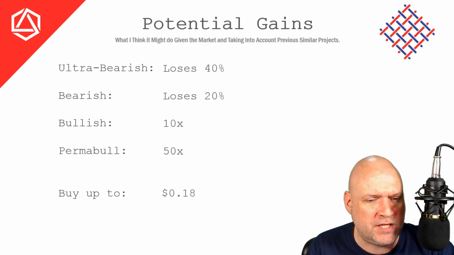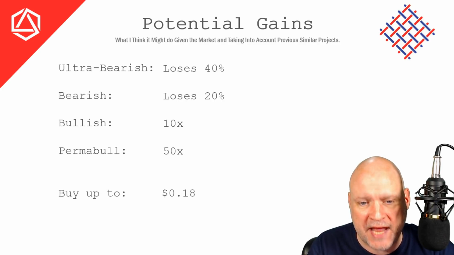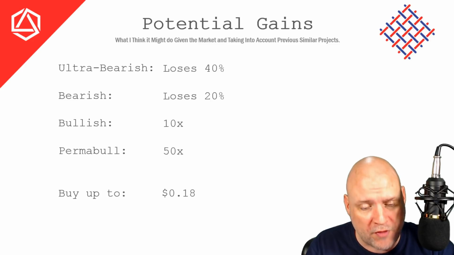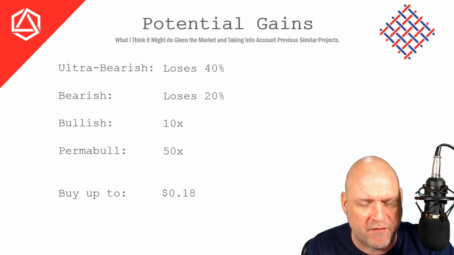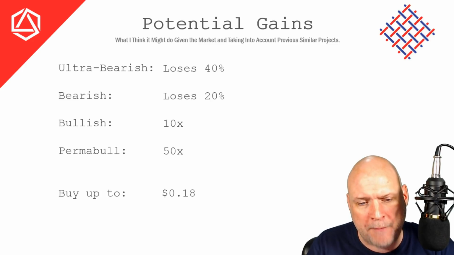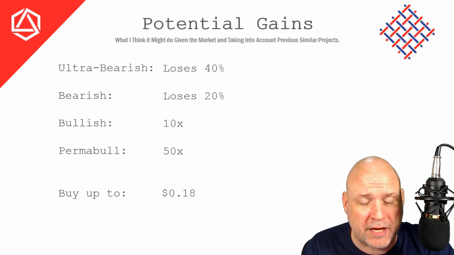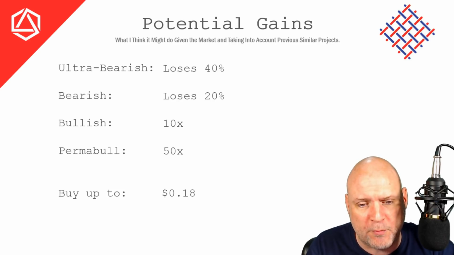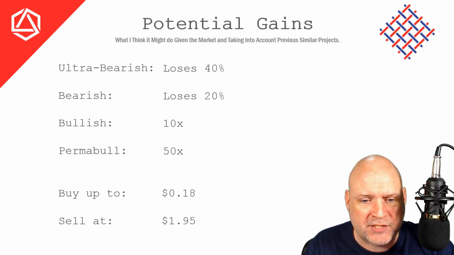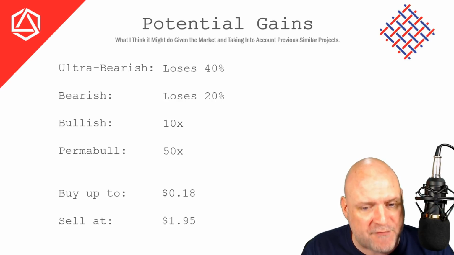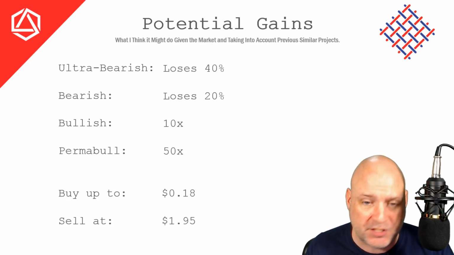So my recommendation here is to buy up to 18 cents at the current time. With the market sentiment the way it is, and we're in a bit of a bearish market, I think a buy up to 18 cents, and we're currently at just over 11 cents at ICO price, still represents a bargain if you're trying to accumulate. And then my sell recommendation here would be around $1.95, because that's made you some decent gains.